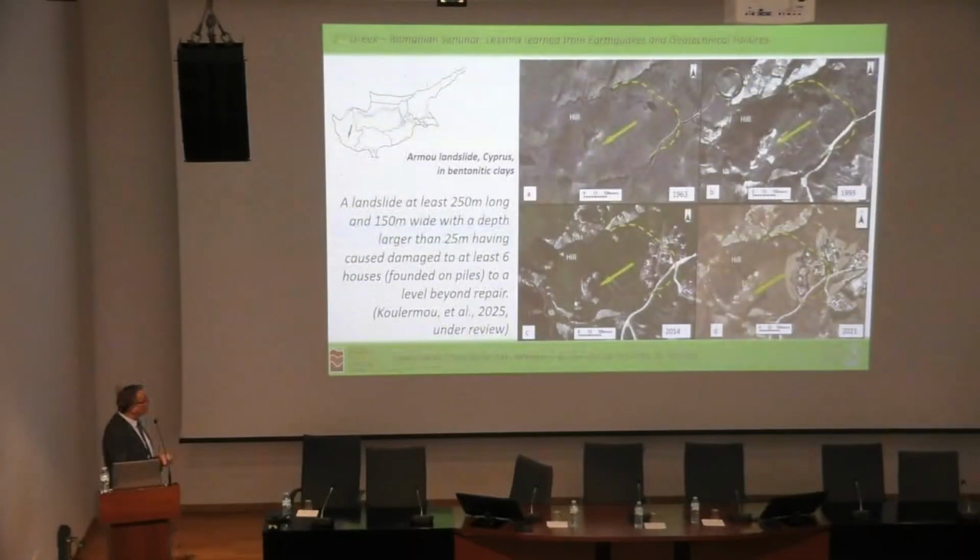And this is from a review under work by Coulermo et al. in 2025, where we can see the map of this landslide in previous aerial photographs, how these villas were built in the early 2010s, and how these have been seriously affected, and how many of them are actually moving, and they are moving seriously along these landslides with irreparable damages.